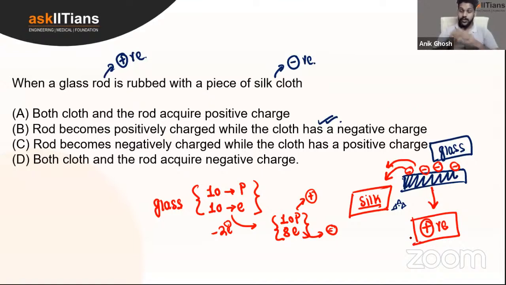Are we all clear now? So if I take a glass rod and rub it against a woolen cloth, it would become positive in nature. So the rod would become positively charged while the cloth has a negative charge. So this is going to be the right answer. Right? Are we all clear? So in the classes, I think we have taught you why the rod is getting positive charge and why the cloths are getting negatively charged.